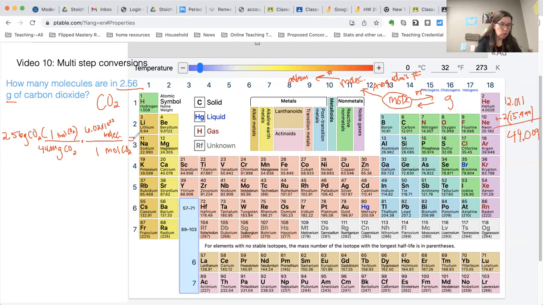So this is going to end up being 2.56 times 6.02 E23. Remember your scientific notation on the calculator, divided by 44.009 equals. And that's going to be 3.5. Actually, we need 3 sig figs. So 3.50 times 10 to the 22nd power molecules. And you're done. So, multi-step.